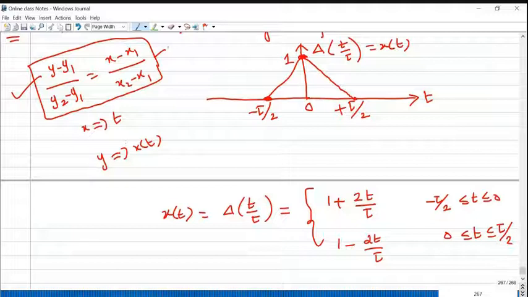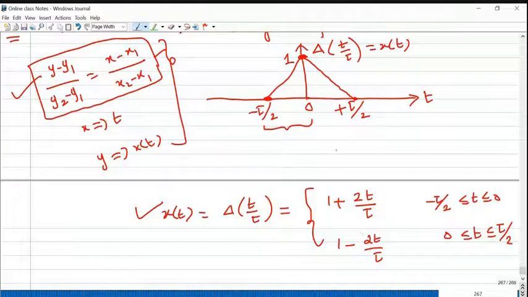So it involves a time consuming process. So I can directly write this expression, no problem. You can directly write your del of t by tau function: 1 plus 2t by tau in this interval, and 1 minus 2t by tau during this interval.